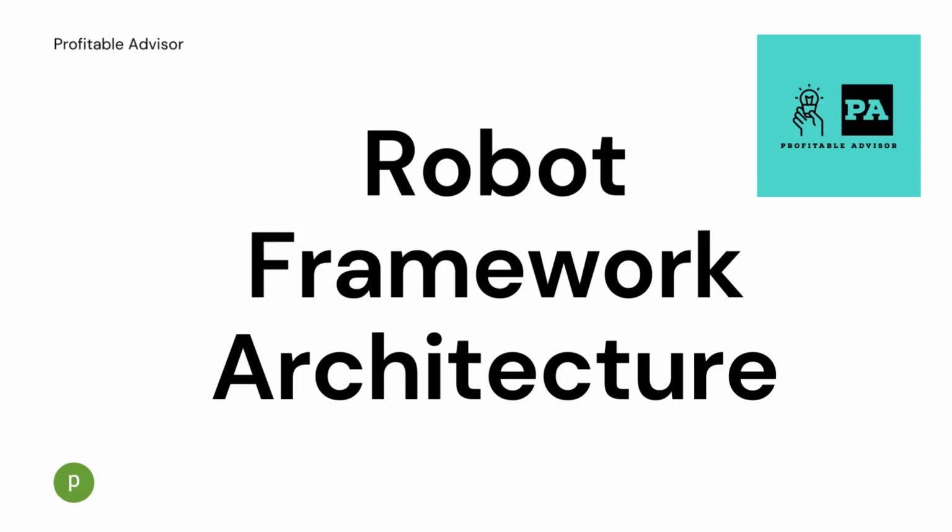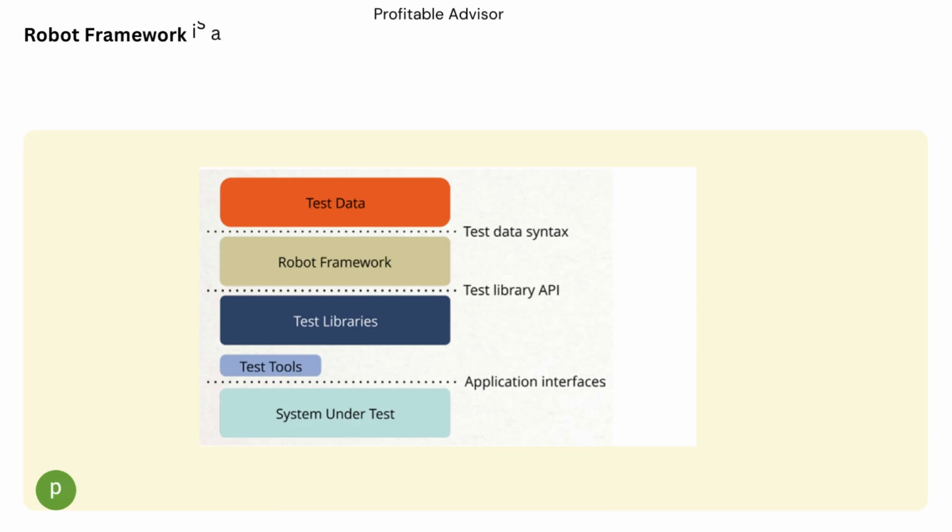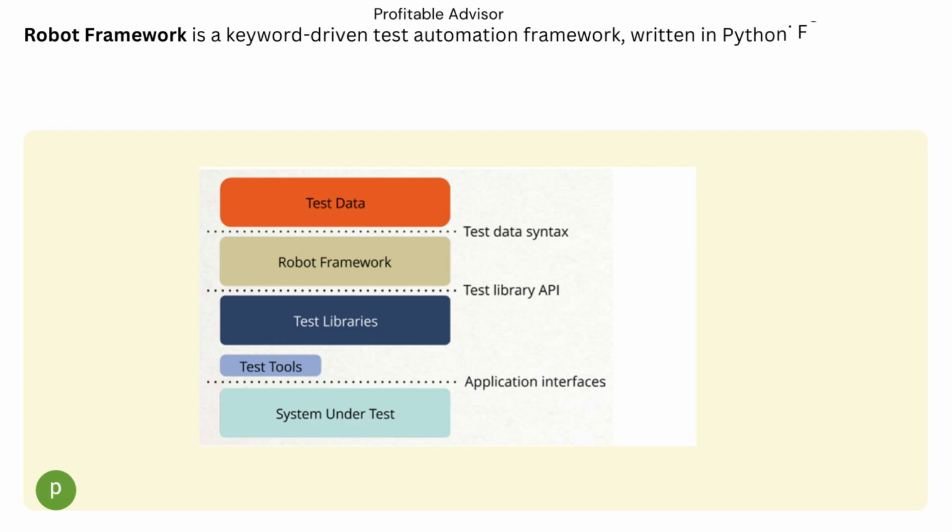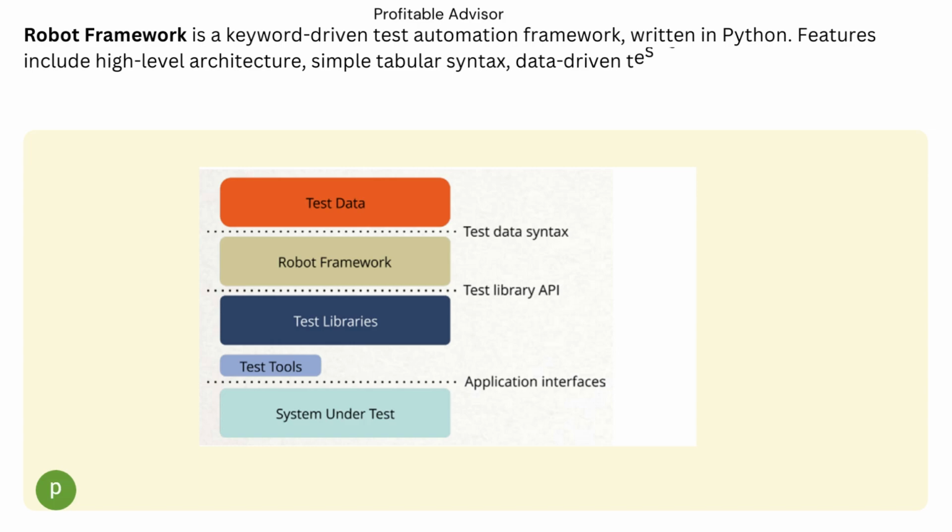Let's discuss robot framework architecture. If you see the below diagram of the robot framework architecture, there are a total of 5 modules. The first module is for the test data, then the robot framework, test libraries, test tools, and system under test. By seeing this diagram, I will tell you what exactly is happening as part of this robot framework architecture.